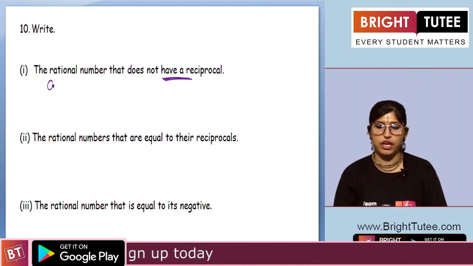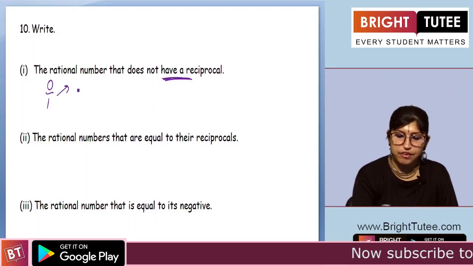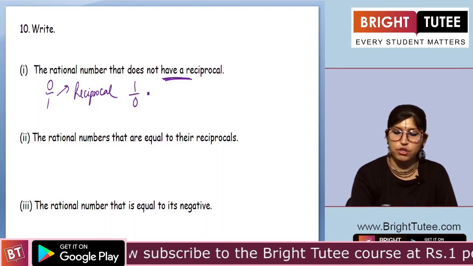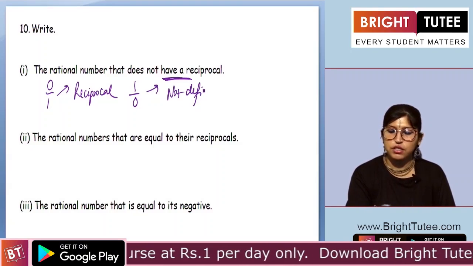Let me just tell you here as well, because 0 we can write as 0 by 1, and if I talk about the reciprocal, that will be 1 upon 0, and if in the denominator we get 0, we can say that it is not defined.